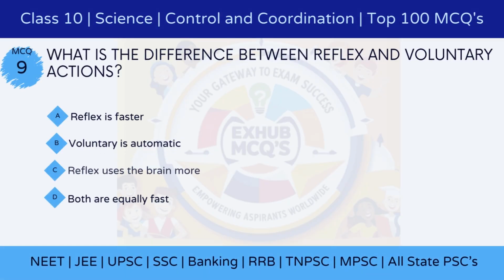MCQ 9. What is the difference between reflex and voluntary actions? Option A, reflex is faster. Option B, voluntary is automatic. Option C, reflex uses the brain more. Option D, both are equally fast.